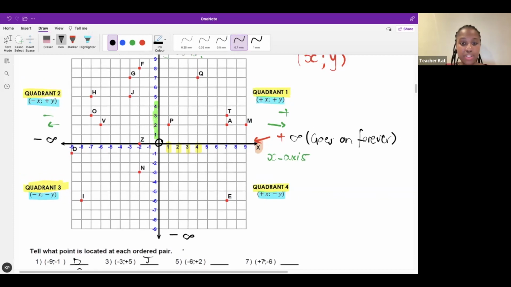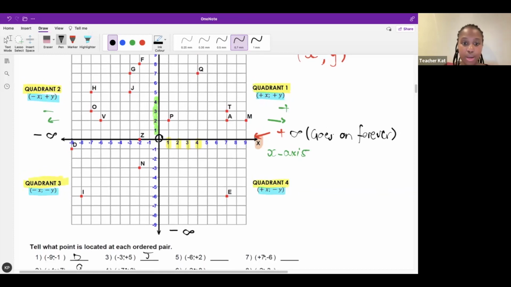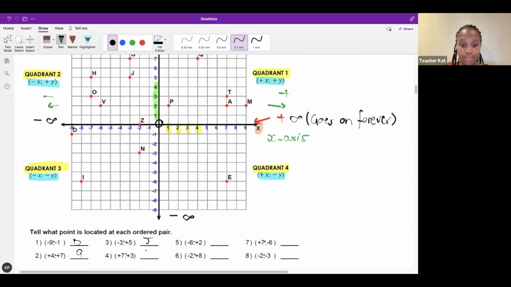Number 4, +7 and +3. So we're going all the way up to 7 on the x-axis, and then we're going 1, 2, 3 on my y-axis. So that is which point on the Cartesian plane? Nice, guys. That is point T. And then number 5, -6 and +2. There's -6, and then I'm going up 1, 2. That is point V.